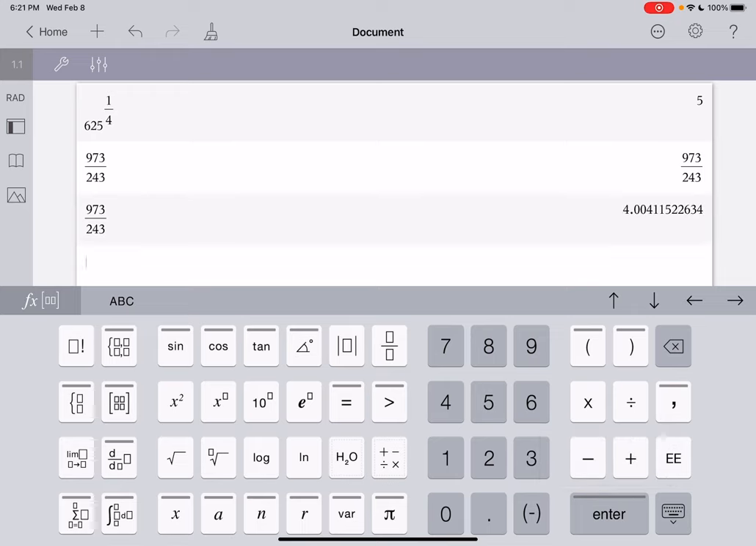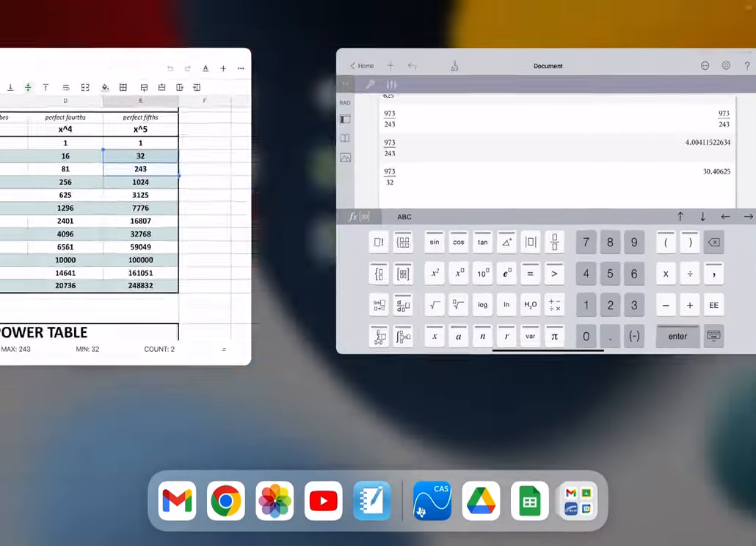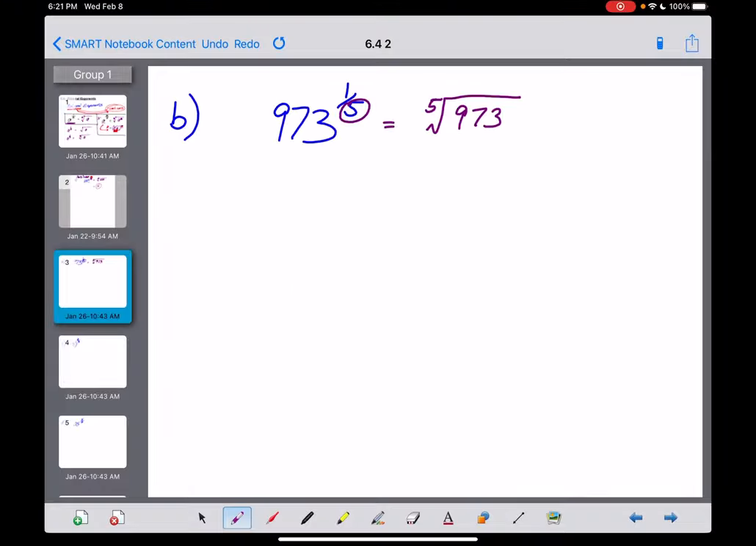Your calculator would have given you this. And then how about 973 divided by, the only other perfect fifth in that table was 32, and when I try that, nope, that one ended up being a decimal as well. What that means, everybody, is that this is kind of a dead-end problem. All you can really do here is convert that thing into a radical, but it doesn't simplify at all. So depending on what the directions would say, maybe you would just leave it here the way it's written.